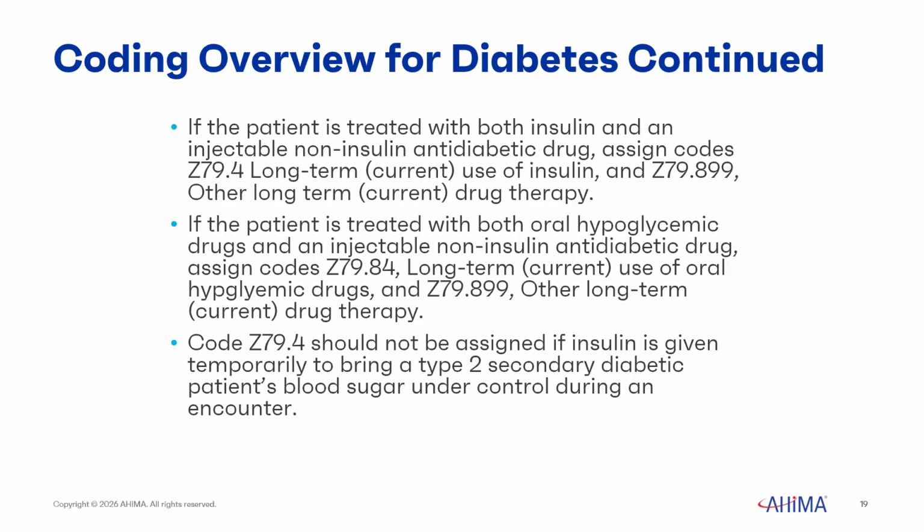The code Z79.4 is not assigned if the insulin is given temporarily to bring a type 2 diabetic under control during a hospitalization or other encounter.